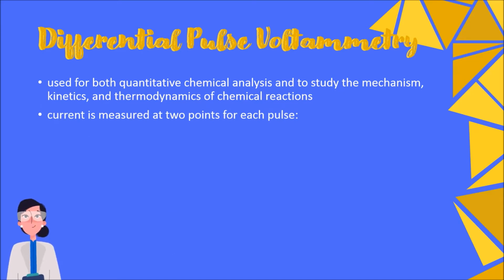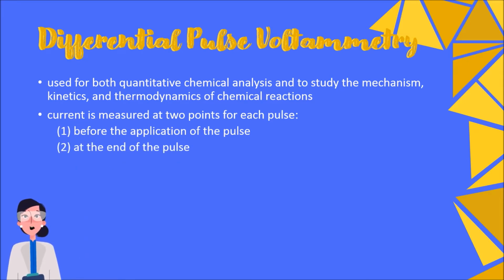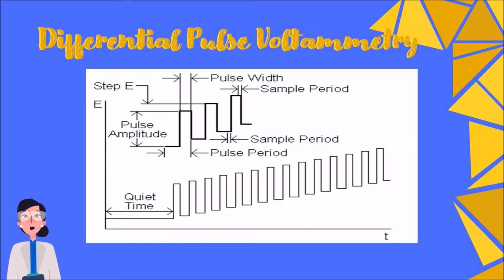Current is measured at 2 points for each pulse, before the application of the pulse and at the end of the pulse. It is measured for short intervals after the current is dropped. When the first sample is added, the potential will be read and will be evidently increased. When the first sample stops, other samples will be added and the current consequently decreases.